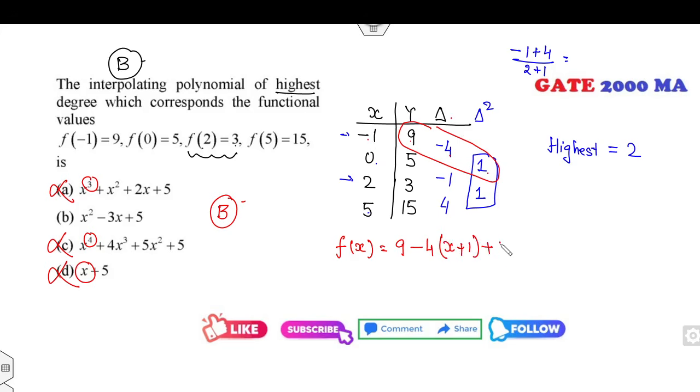Then (x plus 1) of the first two pairs, (x plus 1) into x. If you open this bracket, you will get the same polynomial as mentioned in option number 2. You can see x square minus 3x plus 5 is the right answer to this problem.